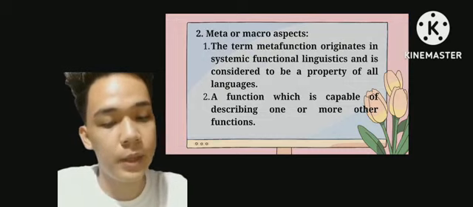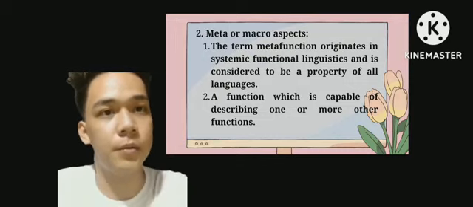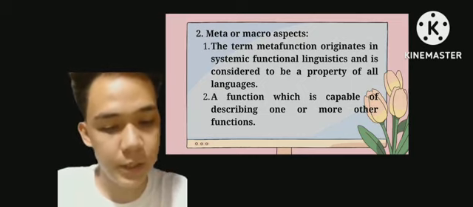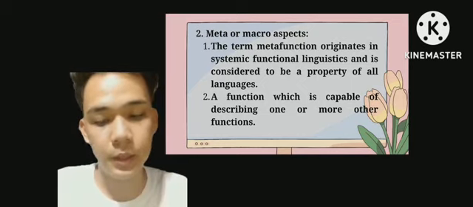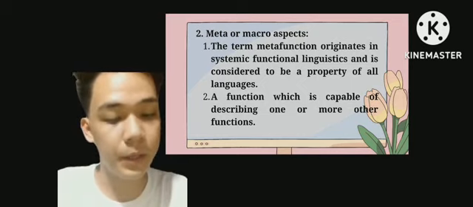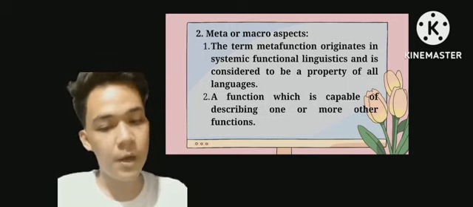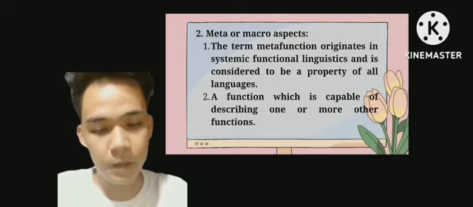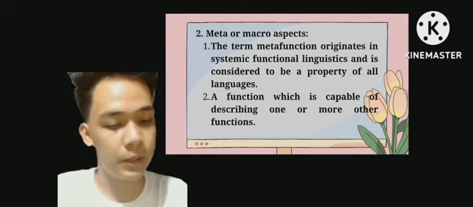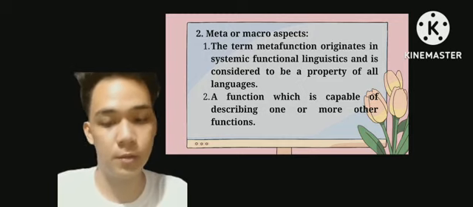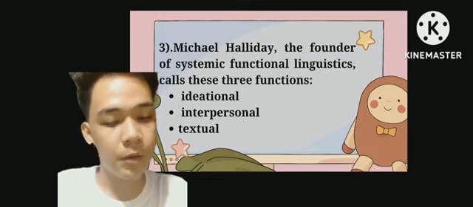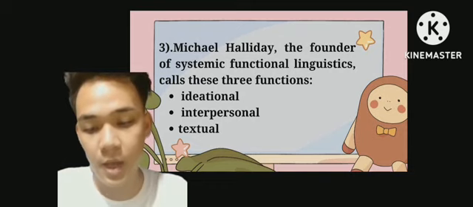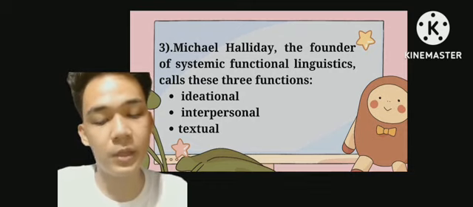Now we are about to go to the next one, which is the meta or macro function. The term metafunction originates in systemic functional linguistics. It is considered to be a property of all languages, a function which is capable of describing one or more other functions. In general, a macro language function processes one or more arguments and produces a result. Michael Halliday, the founder of systemic functional linguistics, calls these three functions ideational, interpersonal, and textual.